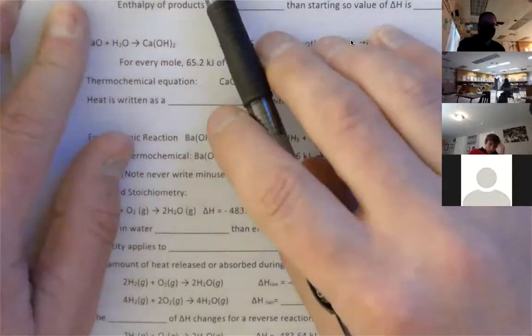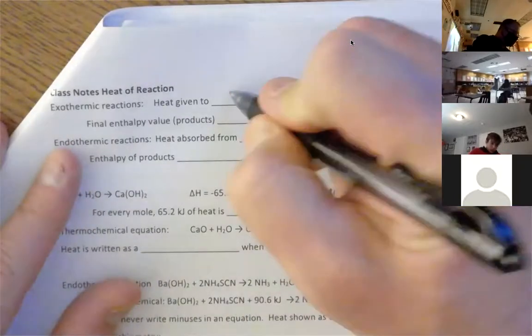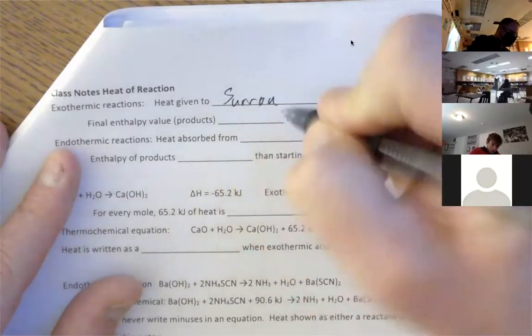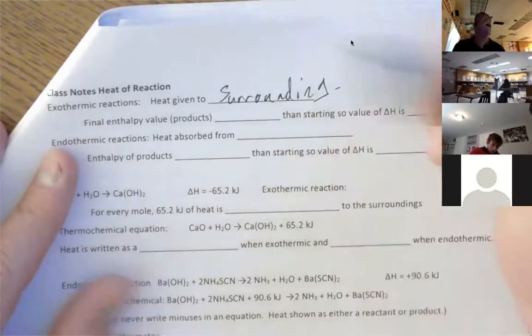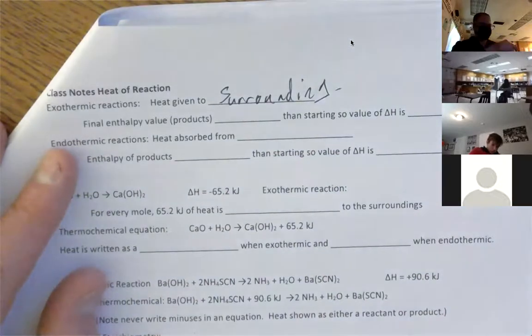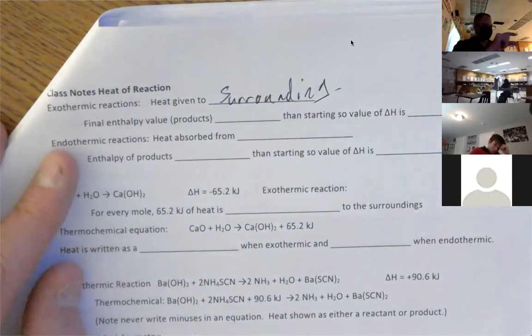Exothermic reactions give heat off to their environment, or what I'm going to call the surroundings. Basically, there's two things. There's a universe, and there's what you're looking at. What you're looking at is called the system, and everything else in the universe is a surrounding, right?